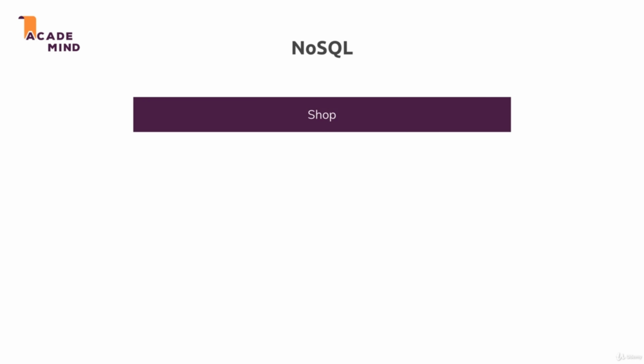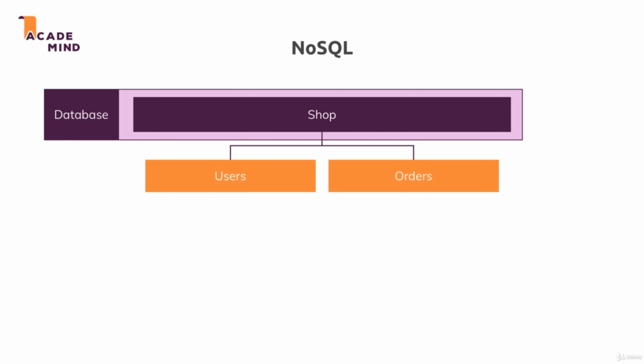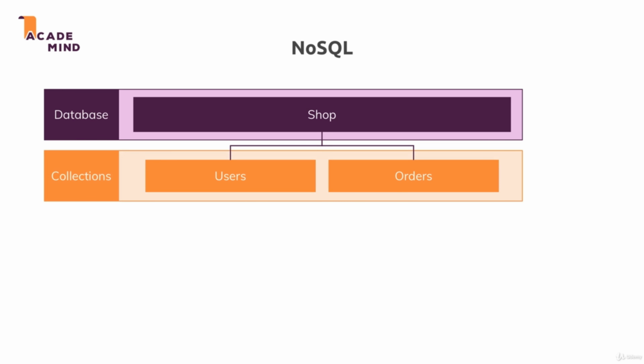So in NoSQL, we can still have a database. And we can give this database a name, shop, let's say. Now that's the same for SQL, by the way. There we also have databases. Now in SQL, we then had tables, users and orders, and maybe also products. These are just examples here. Now in NoSQL, tables are called collections. But you can think of them as the table equivalent. But we call them collections in the NoSQL world.